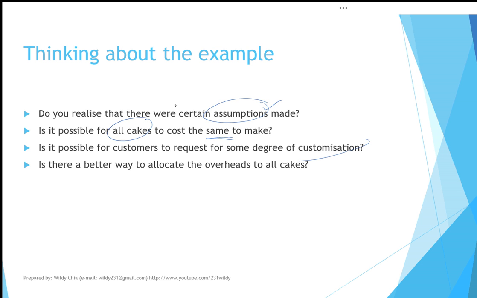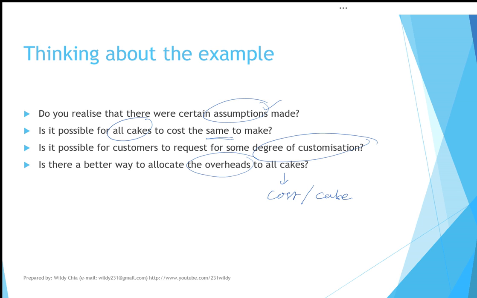And in the case of a bakery, there is always some degree of customization, maybe in terms of the design, maybe in terms of the wording. Okay, so these do come into play, right? So how then do we allocate the costs of producing the cakes to each cake, so that we are able to determine the cost of each cake produced? Right, that's important to know.